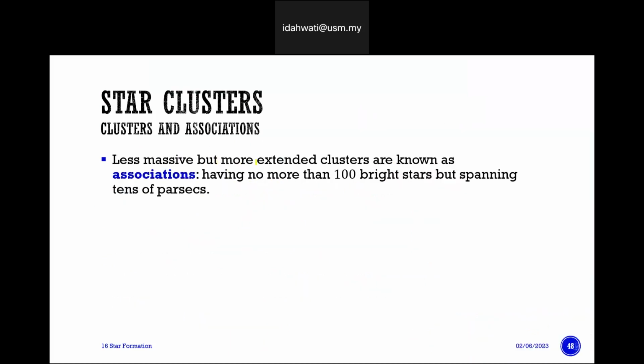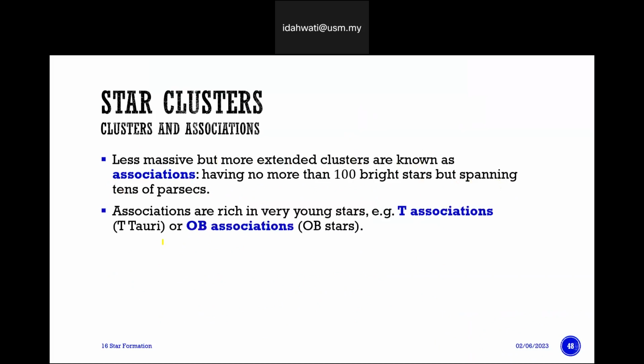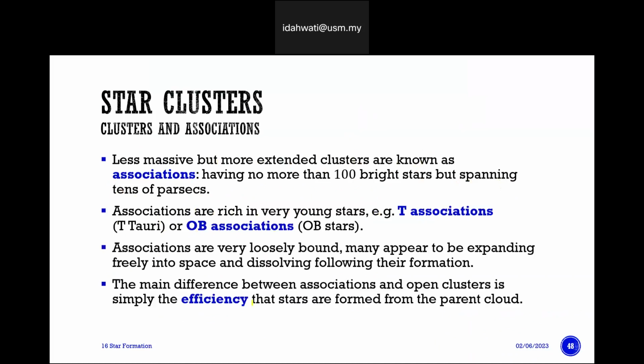The less massive but more extended clusters are known as associations, which have no more than 100 bright stars but span tens of parsecs. The associations are rich in very young stars, for example, the T association or the OB association. The main difference between the association and the open clusters is the efficiency, the efficiency of star formation from the parent cloud.